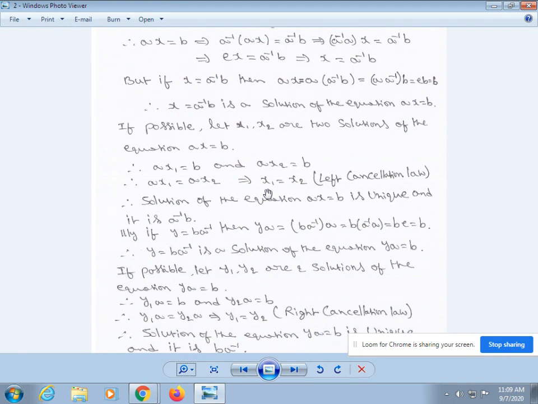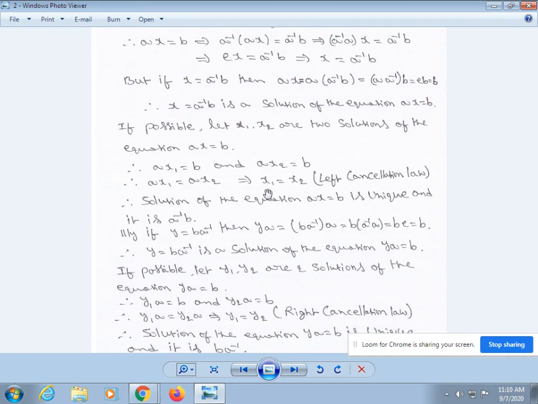Next, if possible, let x1, x2 be two solutions of the equation ax = b. Therefore, ax1 = b and ax2 = b. Therefore, ax1 = ax2. That implies x1 = x2 by using the left cancellation law. Therefore, the solution of the equation ax = b is unique and it is a⁻¹b.